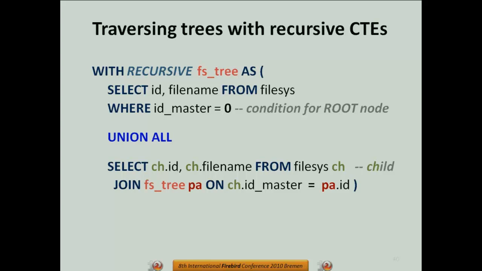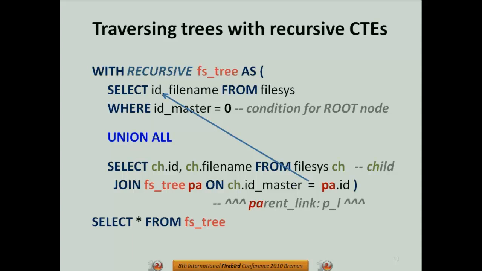And you just join this onto this on the condition that the ID master of the child node must be the parent, which is this here, PA ID. So this is what in the slide before I had as the parent link. So this is really the link that you're making here, from the parent's ID master to the parent's ID. And then again, of course, our select from. So let's see if this really works.